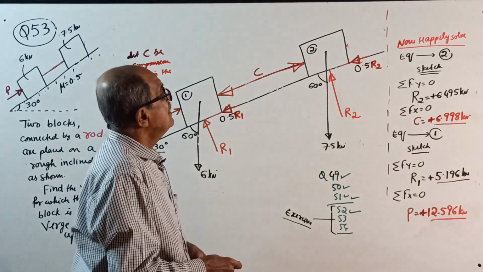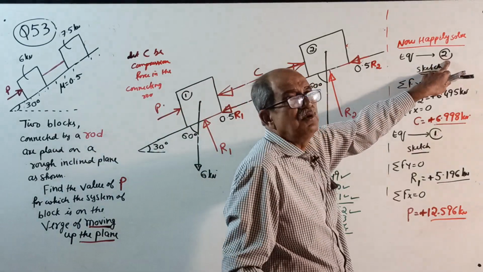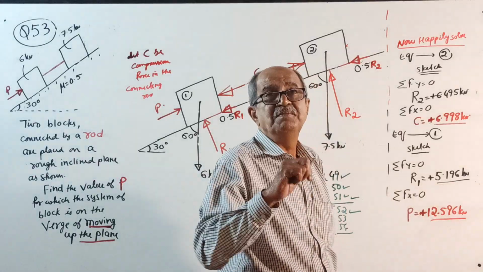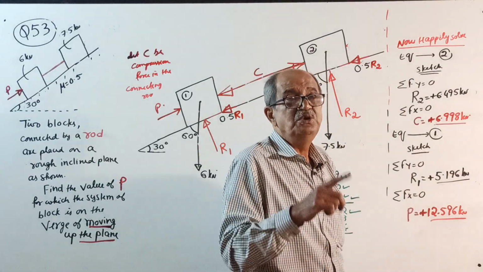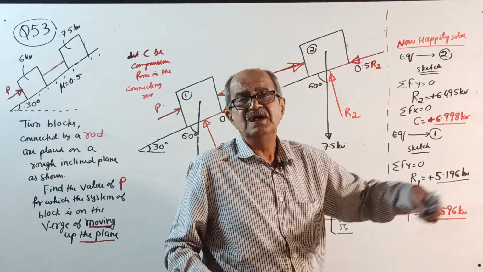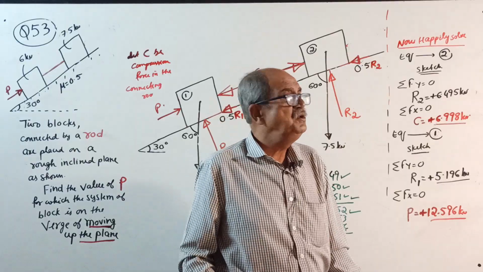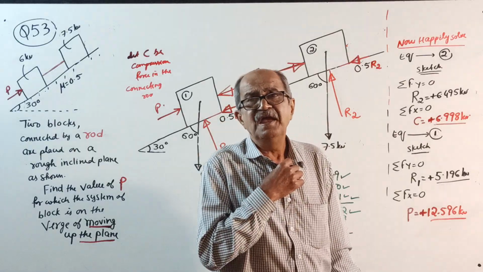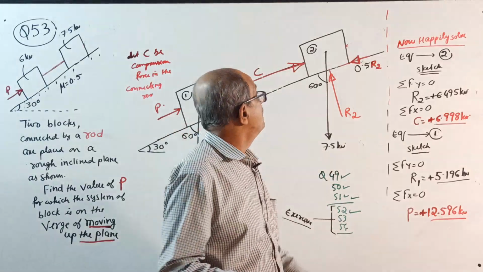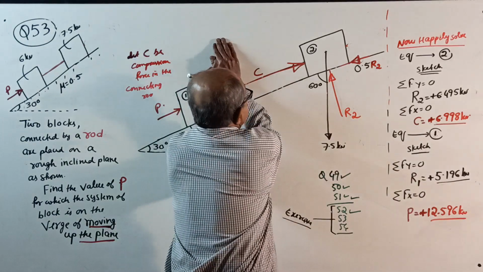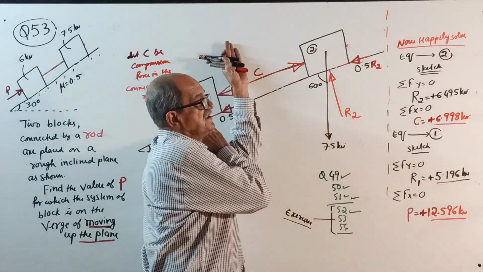Okay, start. First consider equilibrium of block 2. Last time block 1, this time block 2. Why block 2? You should go through previous questions. I thoroughly told which block to consider first. Again I told in my class, for those who can study properly. Okay, block 2 first. See, put this sketch. Don't write that sketch.